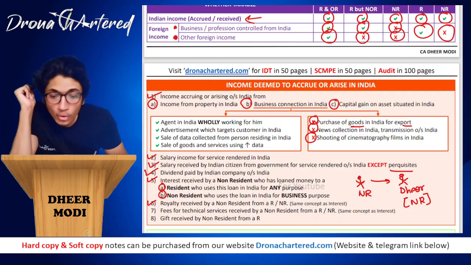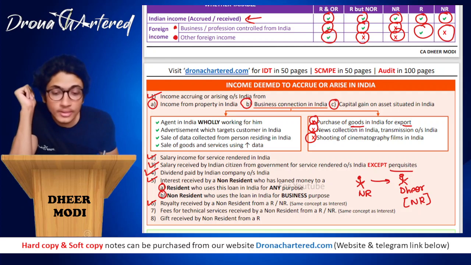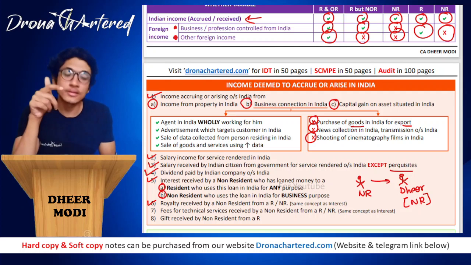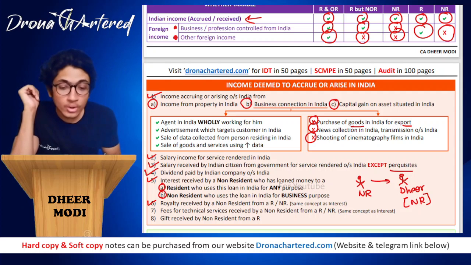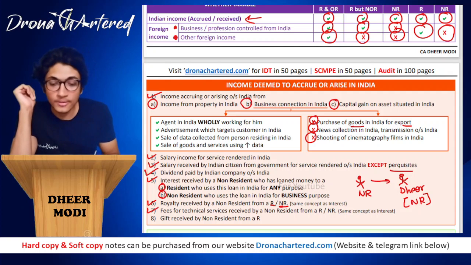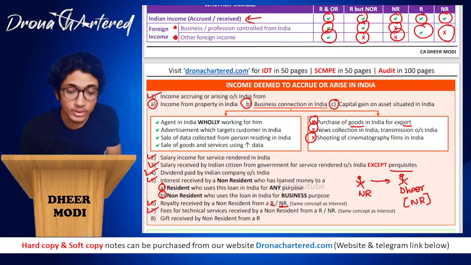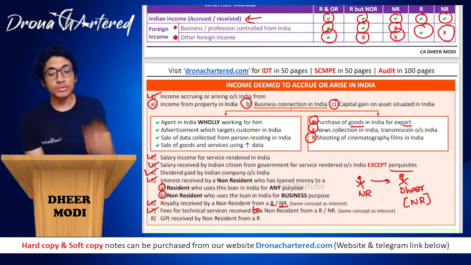Okay. Next is royalty received. Royalty received by a non-resident from a resident or non-resident. Of course, the same case over here also. First I had taken Dheer as resident. Next we took Dheer as non-resident. So royalty received by a non-resident from a resident or non-resident, it is the same concept as interest. Fees for technical services provided by a non-resident, this should be provided to a non-resident from a resident or non-resident. This is also the same concept.